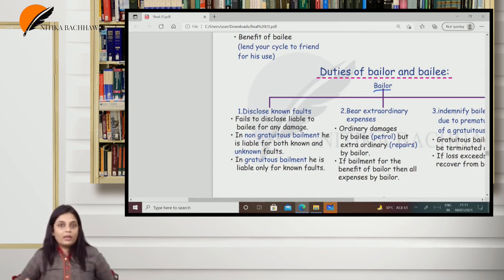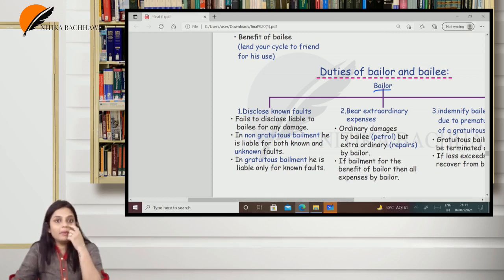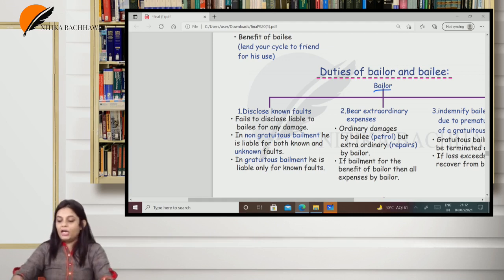Now one thing very important to understand here is, if you remember, the right of one becomes the duty of another. In a contract, what is my give is your take and what is your take is my give. My right is your obligation and my obligation is your right. This happens in a contract. It is a relation where my rights are your obligation and vice versa.